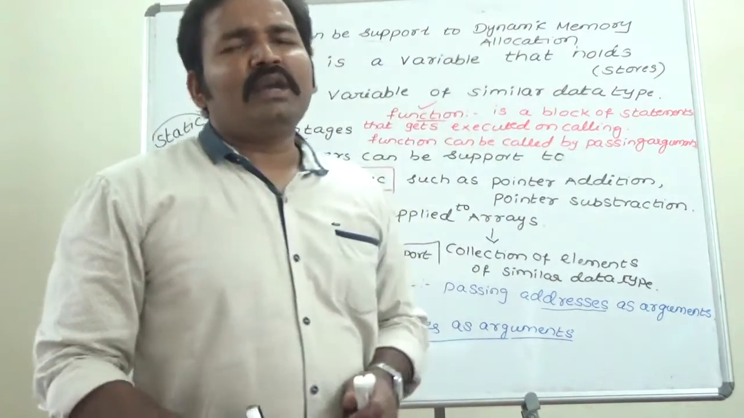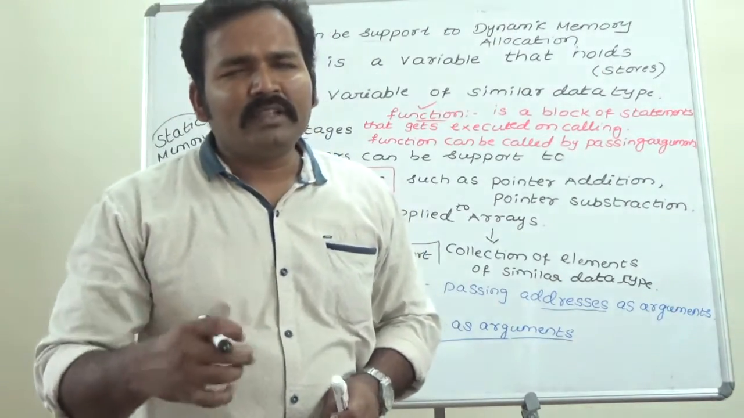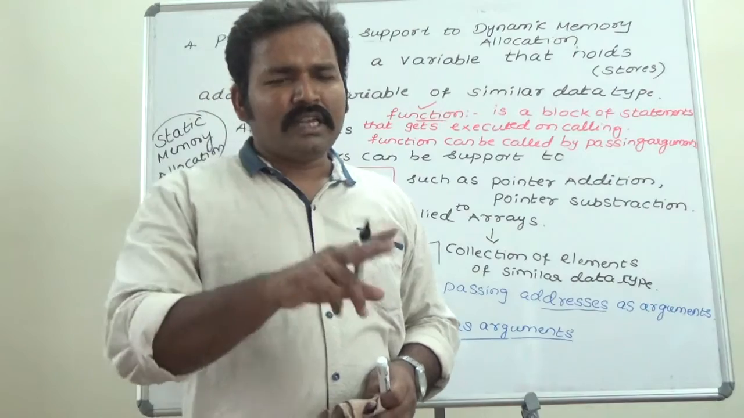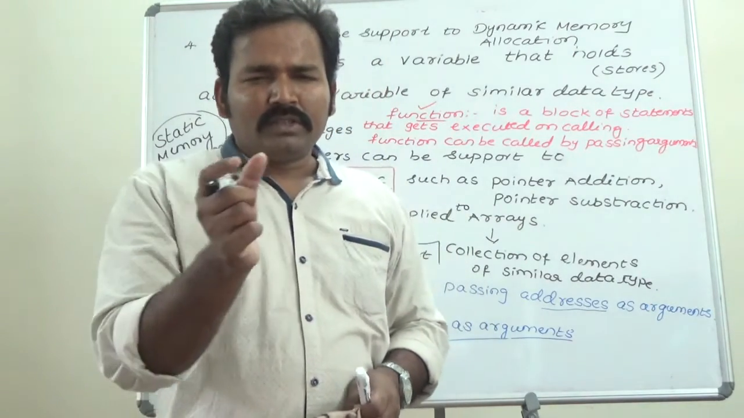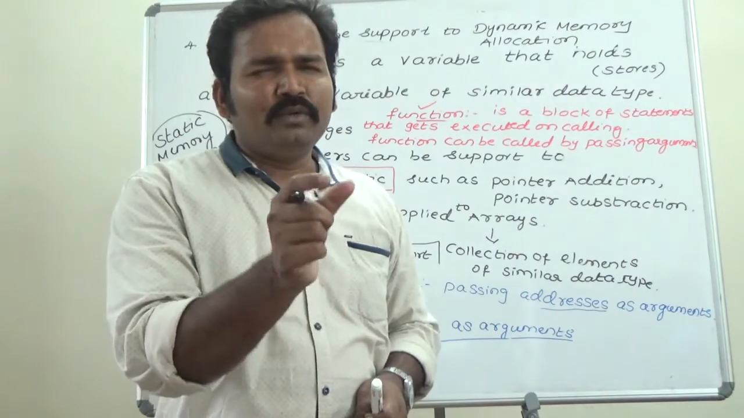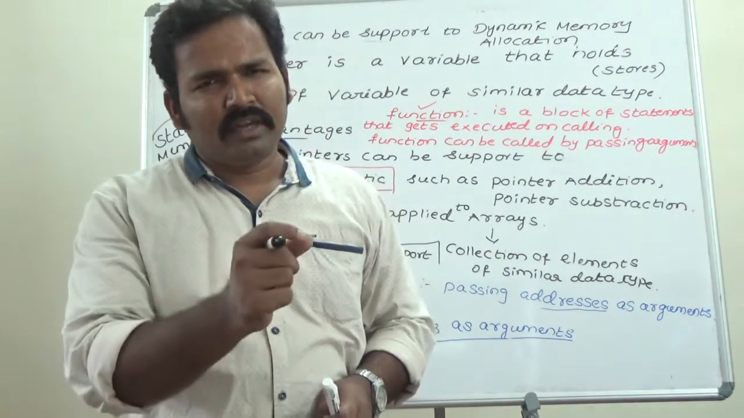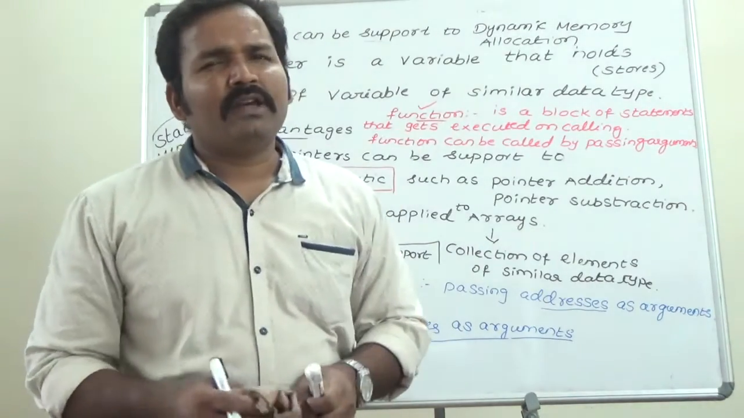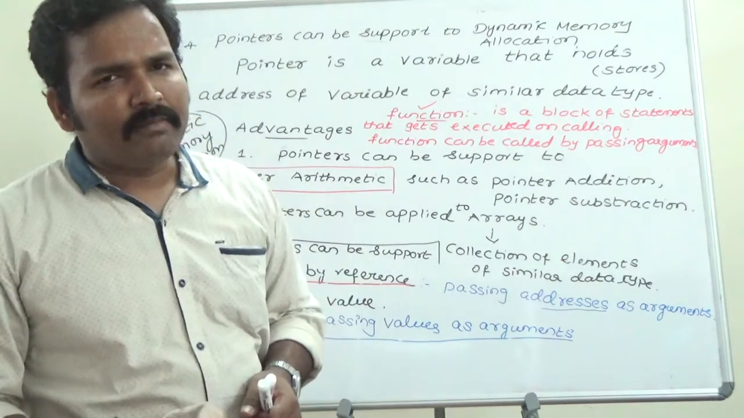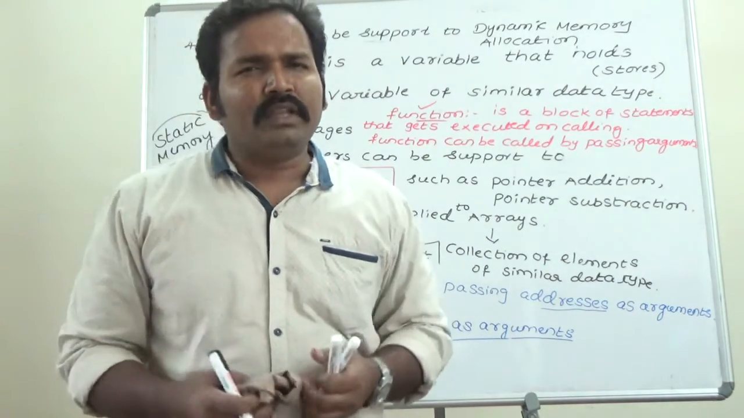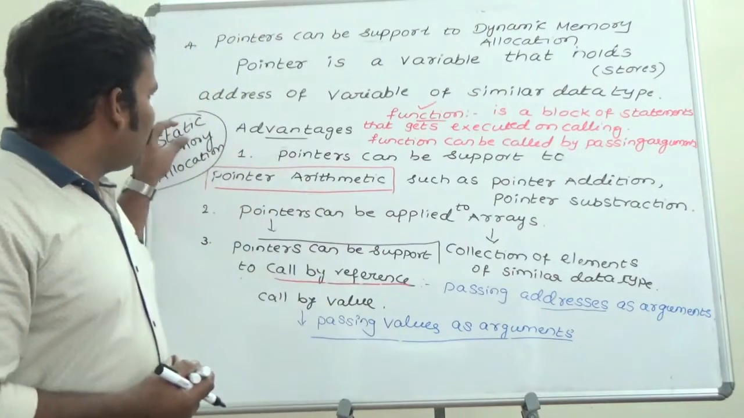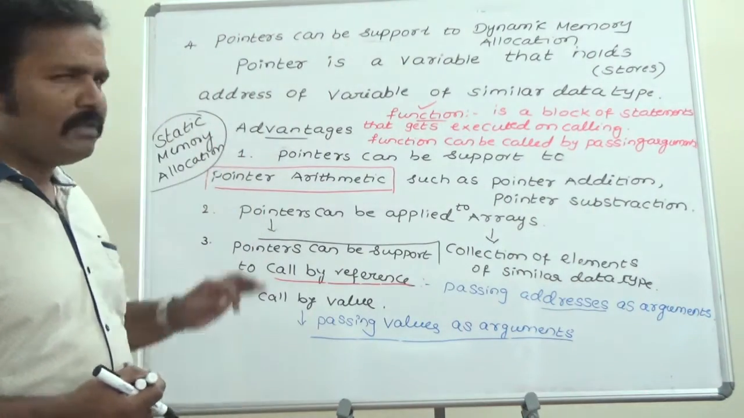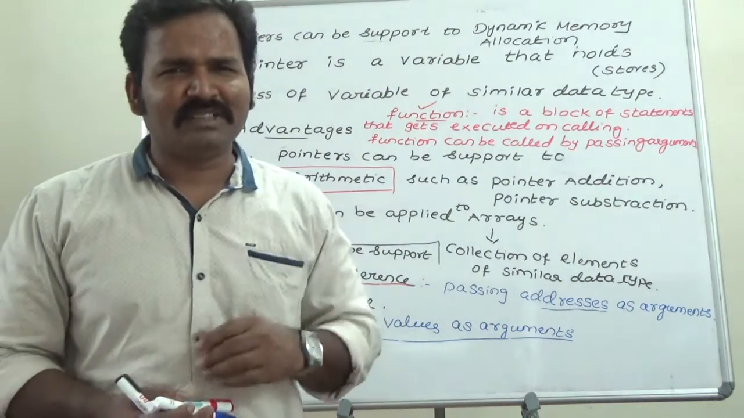What is dynamic memory allocation? Allocating memory to variables at runtime is called dynamic memory allocation. Static memory allocation means allocating memory at compile time, and dynamic memory allocation means allocating memory at runtime. In other words, what is meant by static? Static means fixed. In static memory allocation, memory is fixed.